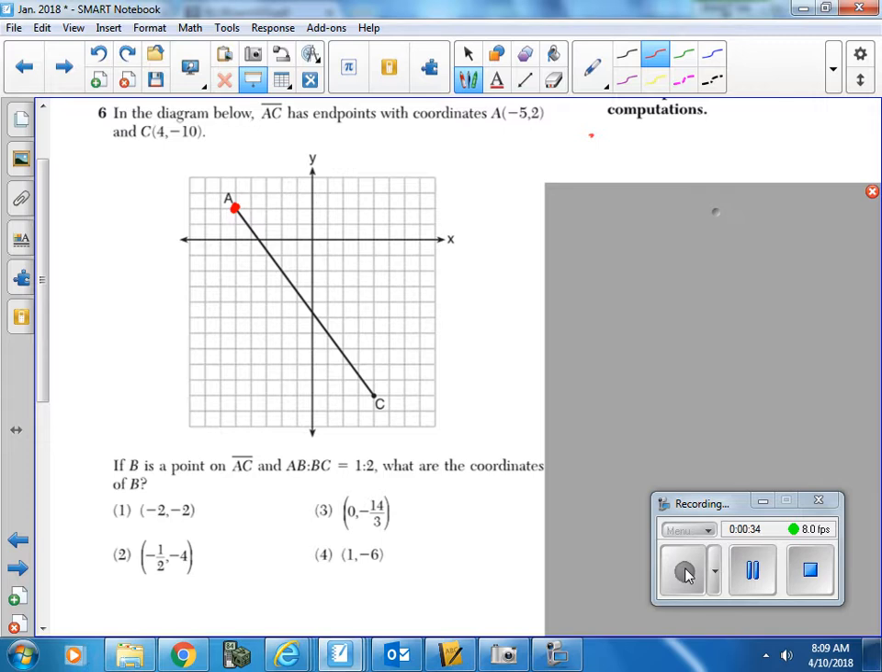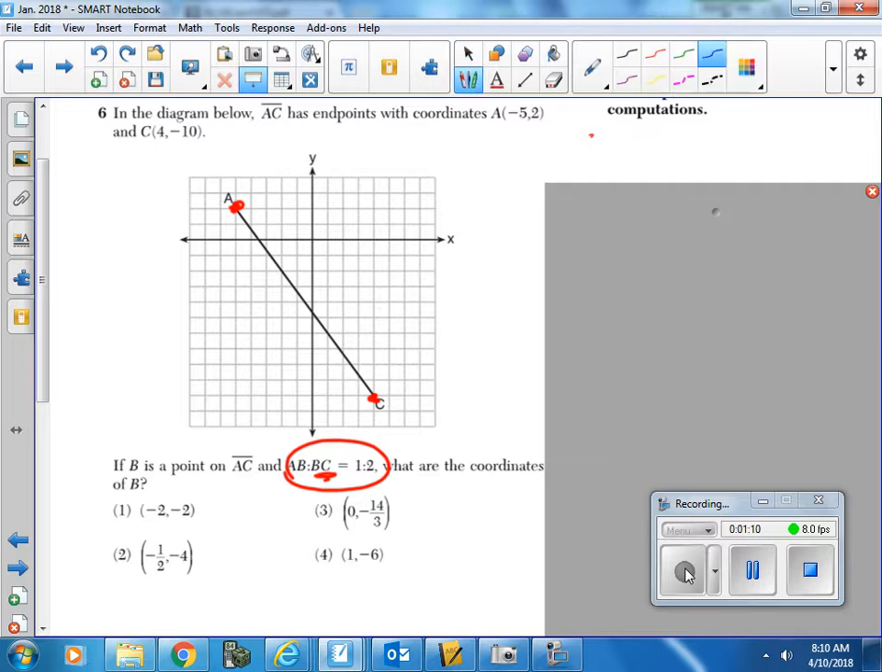In the first problem, it says, in the diagram below, AC has endpoints with coordinates A is negative 5, 2, so that's obviously your A, and your C is 4, negative 10. The question is, if B is a point on AC, and AB to BC equals 1 to 2, so that means a 1 to 2 ratio. That means that BC would be twice as big as AB. What are the coordinates of B?